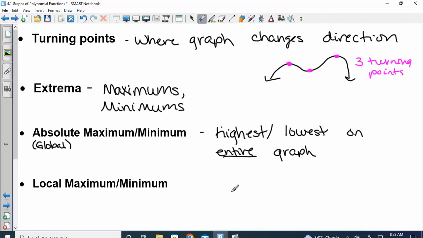Think about a parabola. We did maximum, minimum, and it had one. It was the vertex, and it was either the highest or lowest on the entire graph. That was an absolute.